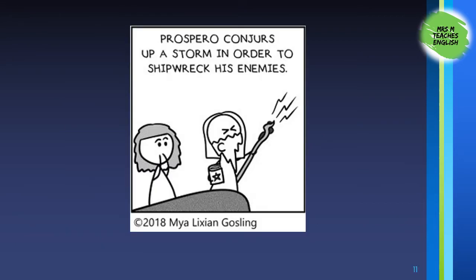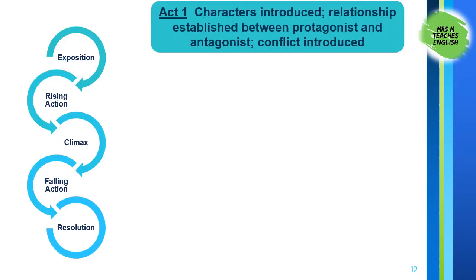Or, in the simplest of terms, Prospero conjures up a storm in order to shipwreck his enemies. To recap, as part of the exposition, some of the characters have been introduced, and there is certainly some conflict. We are not yet sure who the protagonist and antagonists are. That will be made clear in the second scene of Act 1.